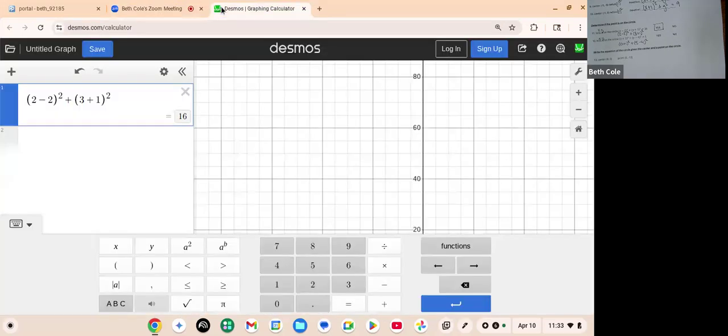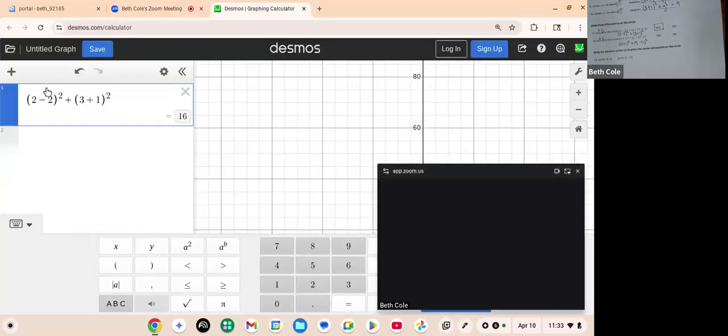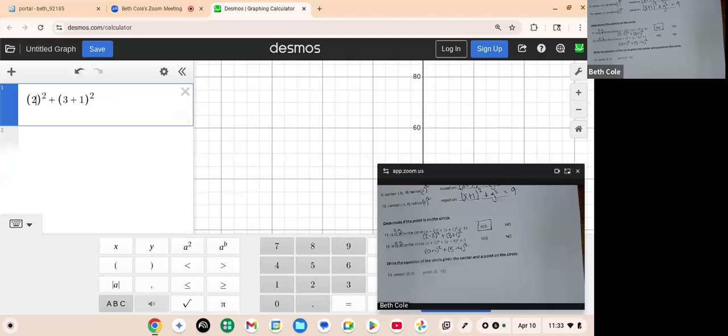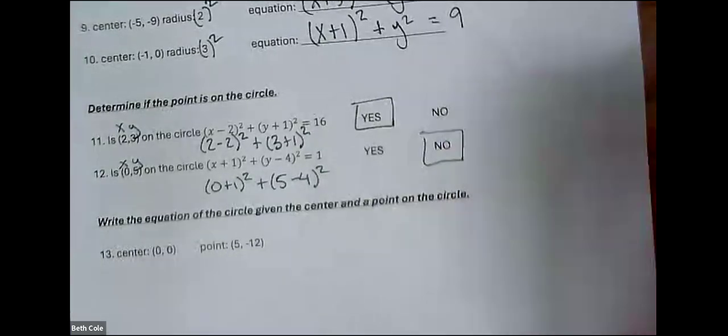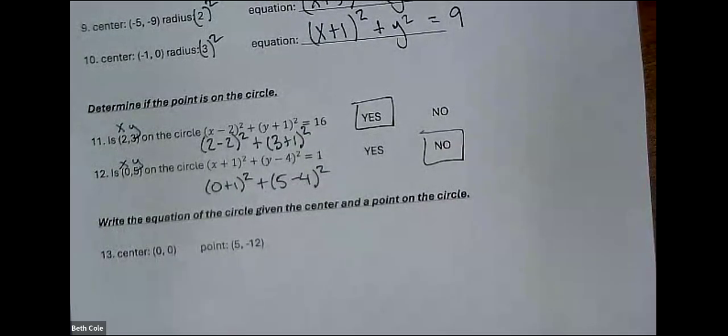So I'm going to just go back to my calculator. What was it? 0 plus 1 is what goes here. And then, what was it? 5 minus 4. So did it come out to 1? No. So no is the answer to that. So you just plug in the numbers, test it, see if it equals what it's supposed to.